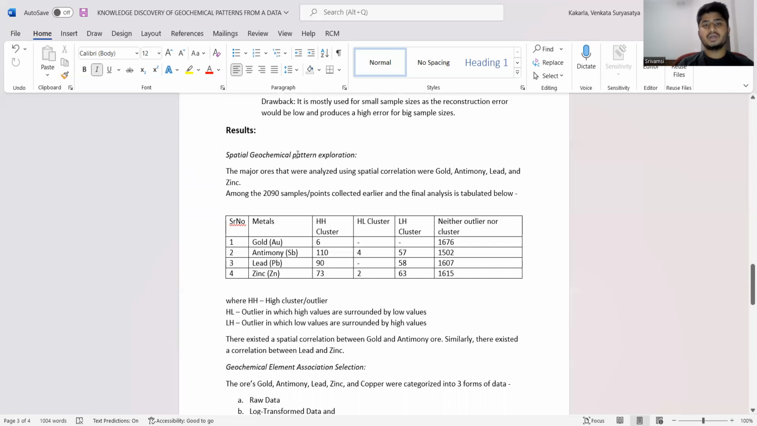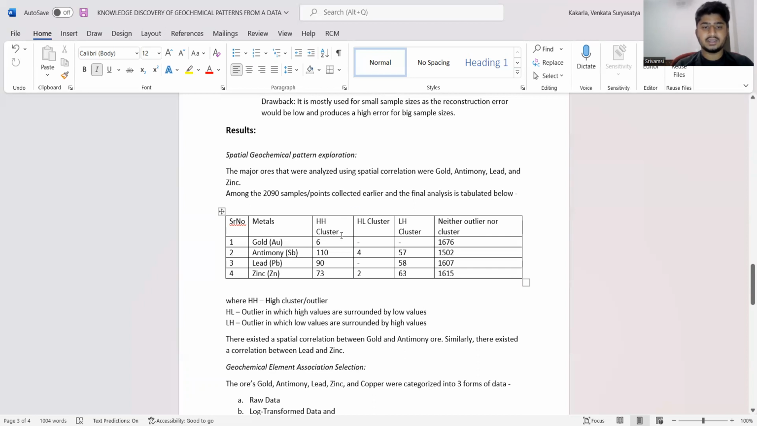For spatial geochemical pattern exploration, as we can see here, the major ores that were analyzed using spatial correlation were gold, antimony, lead, and zinc. Among the 2090 sample points collected earlier, the final analysis is tabulated below. Here we can see the first row consists of all the metals: gold, antimony, lead, and zinc.